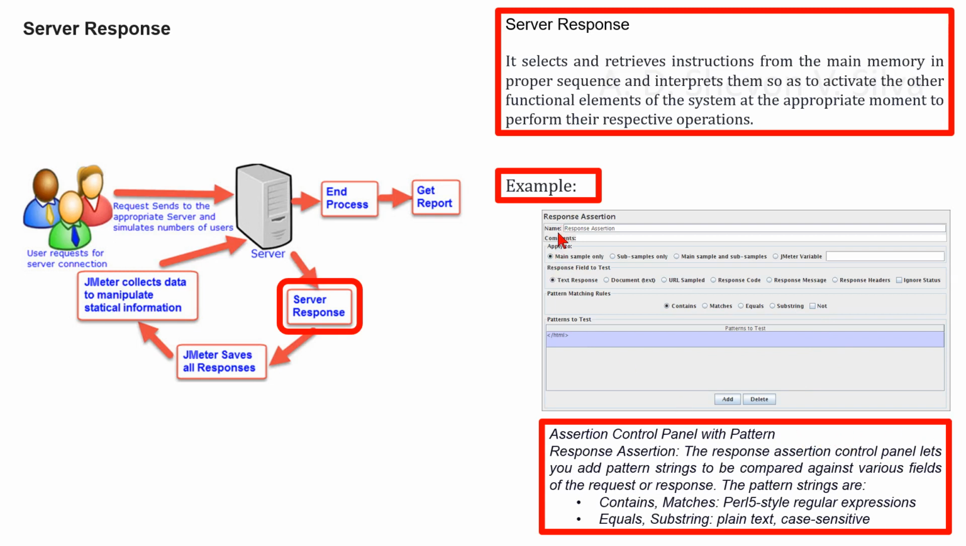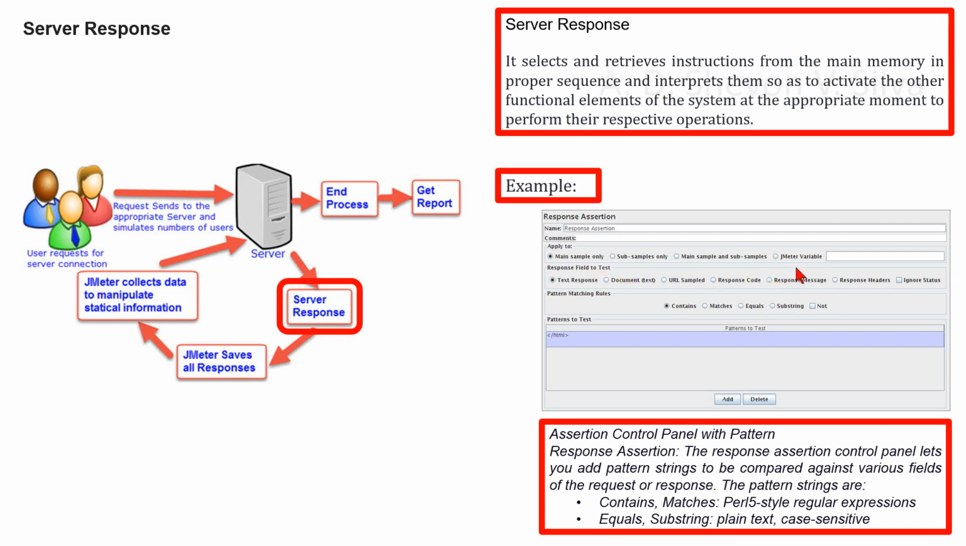Here you can see attribute or parameter name, a descriptive name for this element that is shown in the tree. You can see Apply to attribute. This is for use with samples or samplers that can generate subsamples, for example, HTTP sampler with embedded resources, mail reader, or samples generated by the transaction controller. Main sample only applies to the main sample. Sub-samples only applies to the subsamples. Main and sub-samples applies to both.